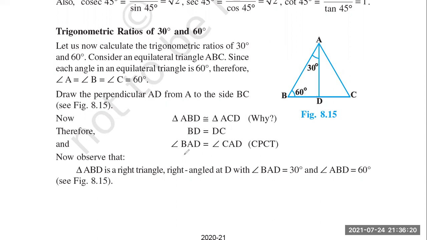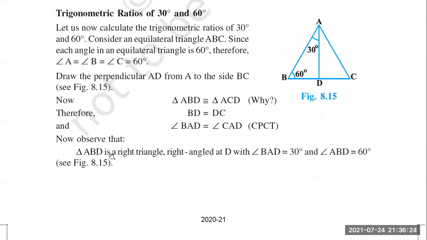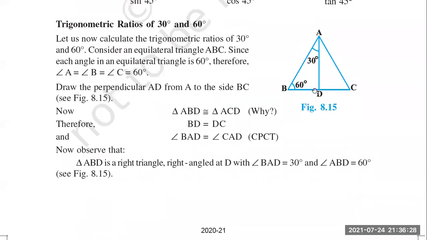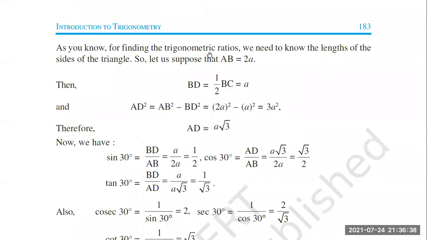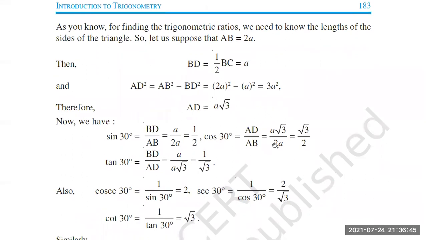अब angles equal होने के बाद next concept is here. Now the angles are proven. ABD is a right triangle, right angle at D, with BAD 30 degrees and ABD 60 degrees. Okay. So as you know, for finding the trigonometric ratios, we need to know the lengths of the sides of the triangle. So let us suppose that AB is equal to 2A.